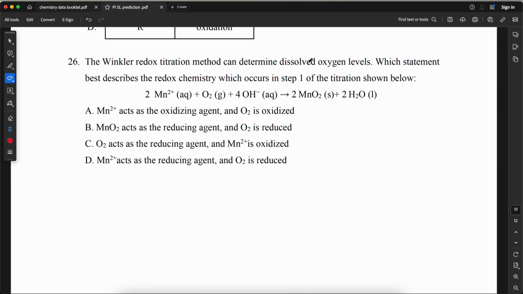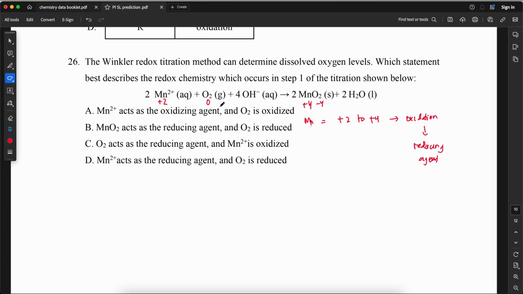The Winkler redox titration method can determine dissolved oxygen levels. Which statement best describes the redox chemistry which occurs in step 1 of the titration shown below? This will be +2, this will be 0, and this will be -4 because oxygen is -2 times 2, and this will be +4. So Mn goes from +2 to +4. Oxidation, if it's oxidation, it's the reducing agent. If it's reduction, it is the oxidizing agent.